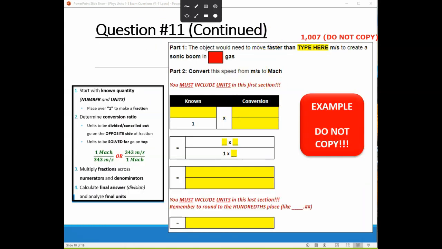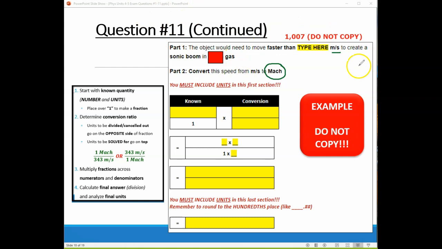Okay, now let's go ahead and figure out how we actually convert that from meters per second, which is our original units, into Mach, because remember, it's much easier to talk about planes if we talk about their speed in Mach, which is very fast speeds.